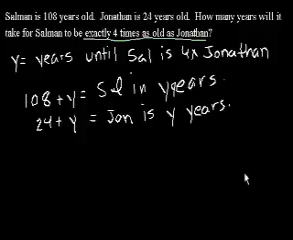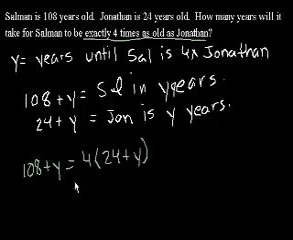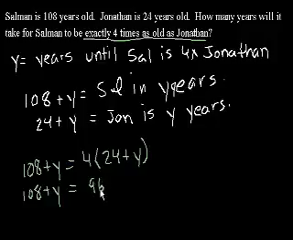Well, in y years, Salman is going to be 108 plus y, so we know that, 108 plus y. And after y years, he's going to be 4 times as old as Jonathan, exactly 4 times. And Jonathan's going to be 24 plus y years old. And now we just solve the equation. We get 108 plus y is equal to 4 times 24 plus y. Well, 4 times 25 is 100, and then we can subtract 4 from there, so it's 96 plus 4y.